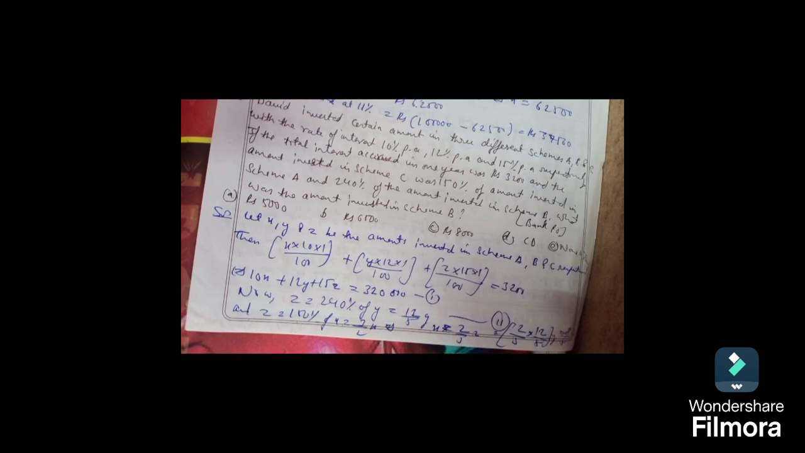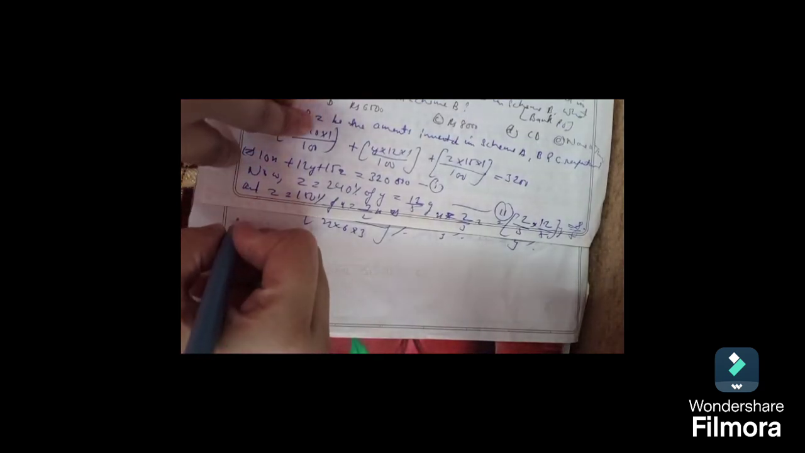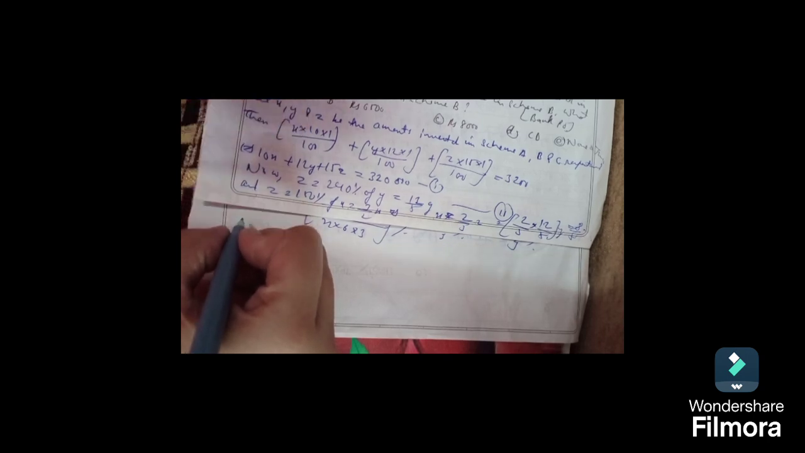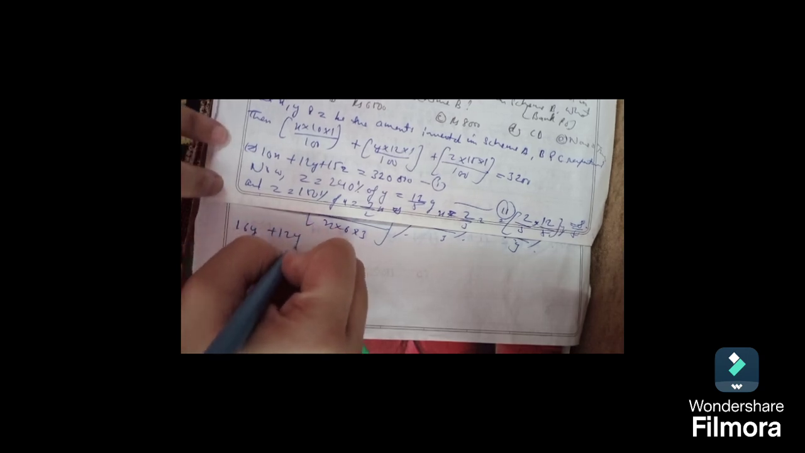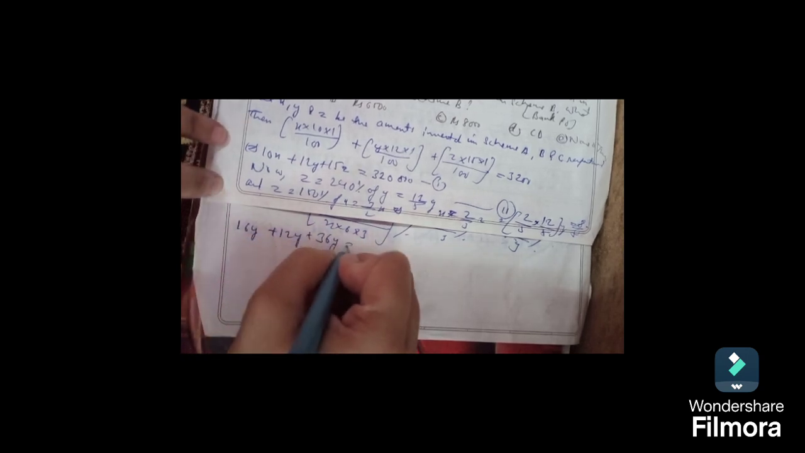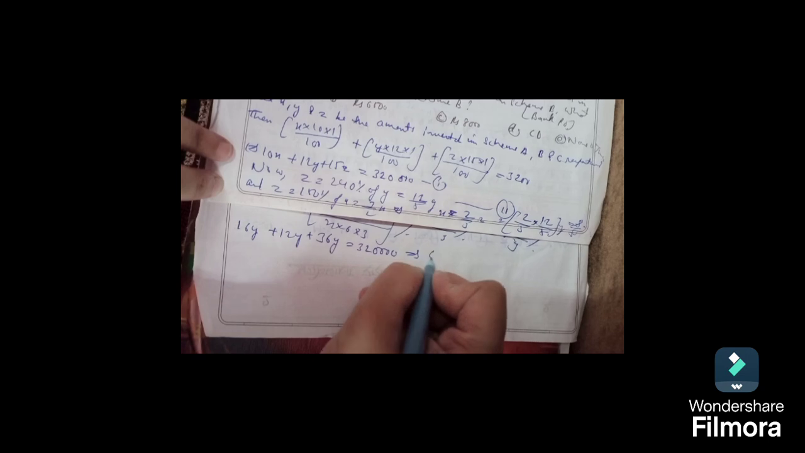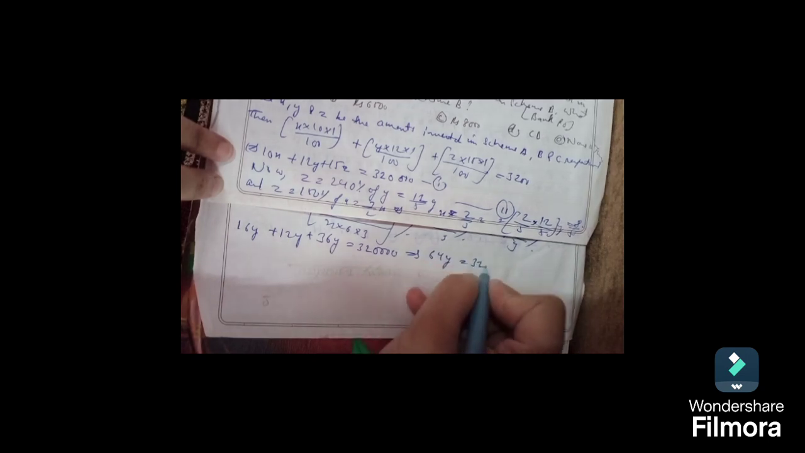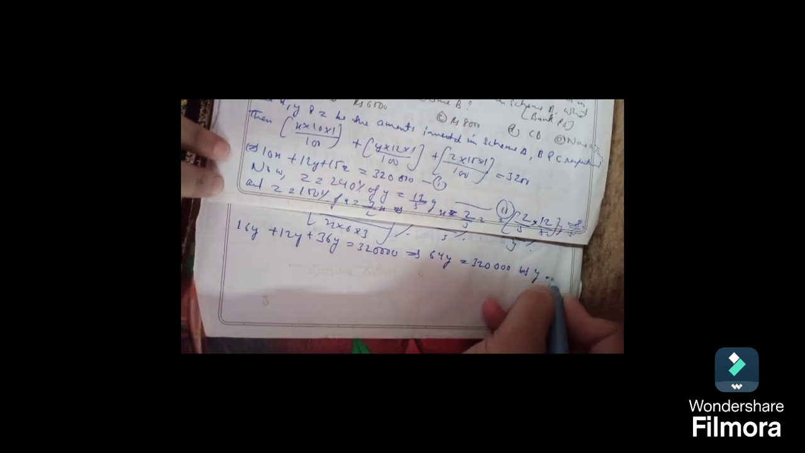Now from 1 to 3 we have 16y plus 12y plus 36y equals 3,20,000. 64y equals 3,20,000. y equals 5,000.